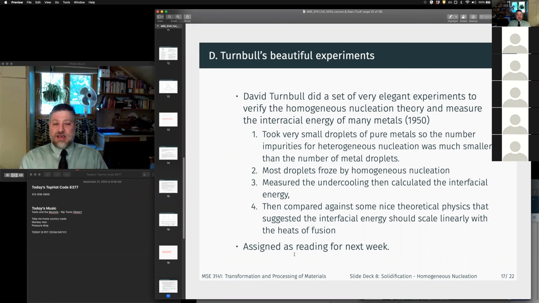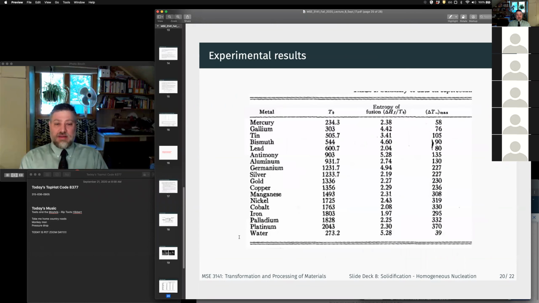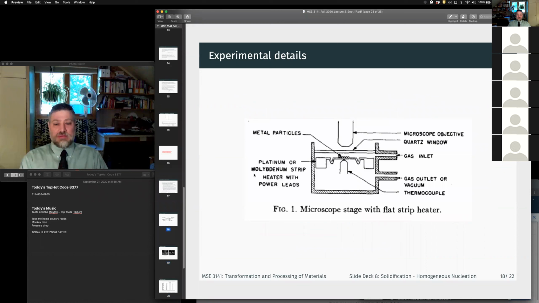And this experiment was really beautiful. There was a guy, Robert Check, who designed some of the experimental apparatus with him. This was done with an optical microscope, right? This was done at roughly the same time as the invention of the transmission electron microscope. So these were all done optically.